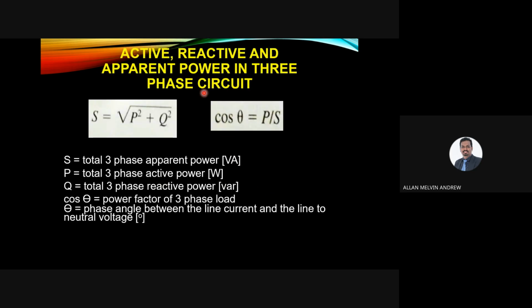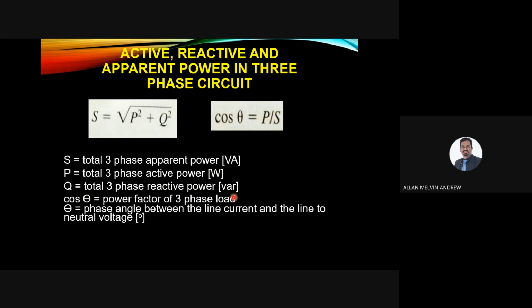Okay, so there are 3 powers usually we will calculate in 3 phase. The first one is active power. Active power is P, so usually P equals VI. So we can calculate this active power. Then we can calculate the reactive power Q. So this is voltage times current, VAR.